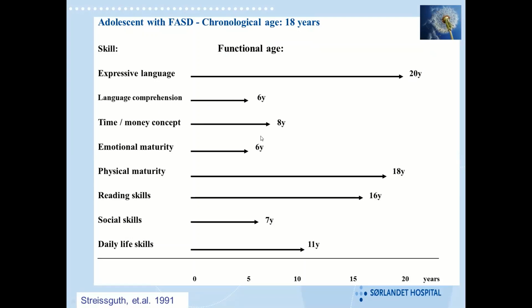His time and money concept, 8 years. Emotional maturity, 6 years. Physical maturity is normal. Reading skills, quite good. Social skills, terrible, like a 7-year-old. And daily life skills, like an 11-year-old. If you catch this clinical picture, you see all this fragment of the symptom complex. You will get a much better understanding of the child and the child's needs.